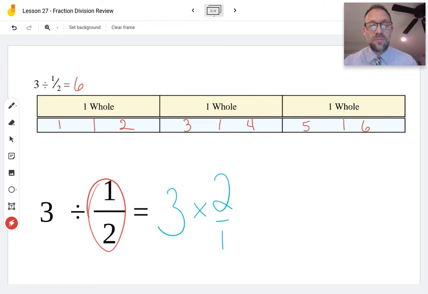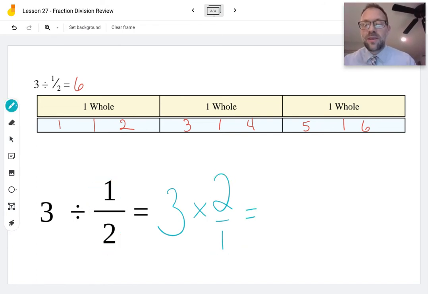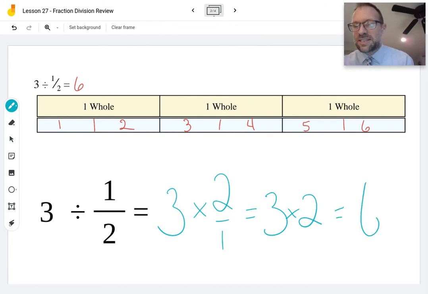1 over 2 became 2 over 1, which is the same as 3 times 2, because 2 over 1, any number over 1, is just that number. 3 times 2 is 6, and we can see that whether we use our procedure or we use bar models, we come up with the same answer.